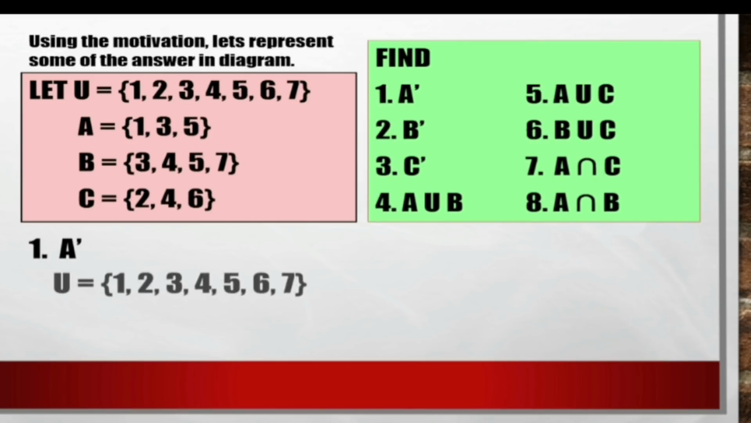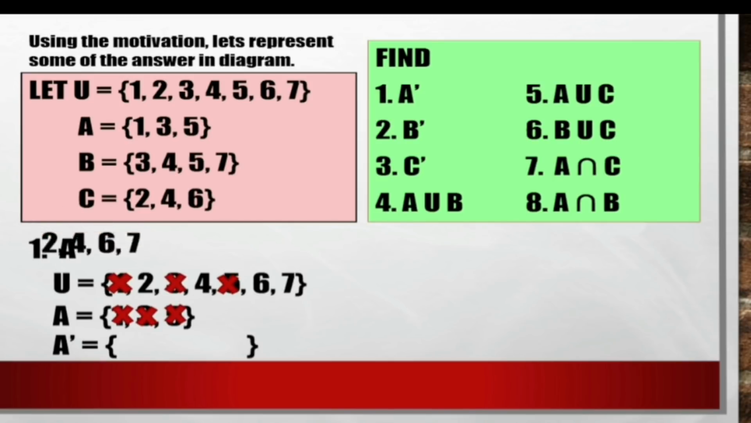Okay, so for A prime, first we list the elements in the universal set, and we have our set A which contains the elements 1, 3, 5. So if you remember how to get A prime, we simply cross out the elements found in these two sets, or simply cross out the common elements between these two sets. So that's 1, 3, and 5. So what is left in the universal set are the elements 2, 4, 6, and 7. So we'll write it here, and that is our A complement or A prime.